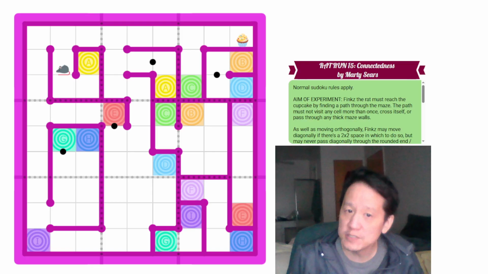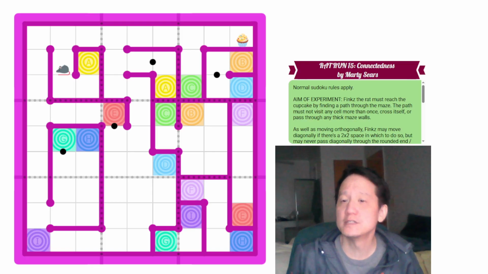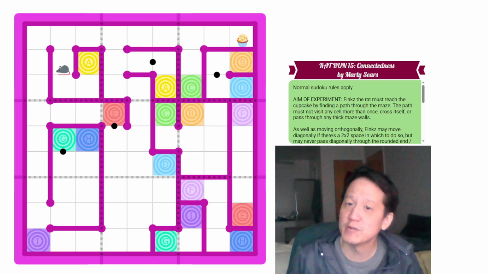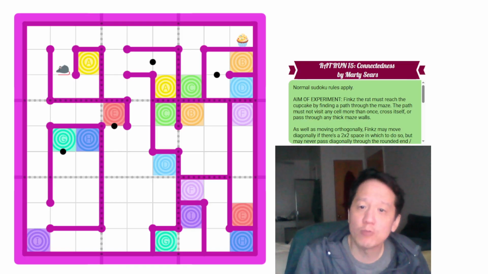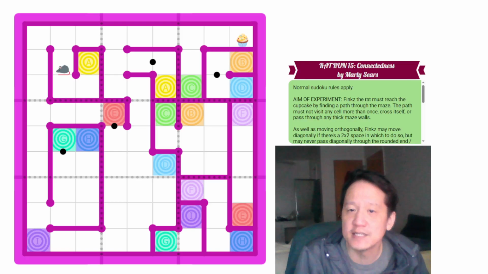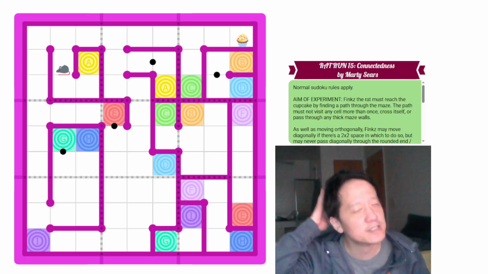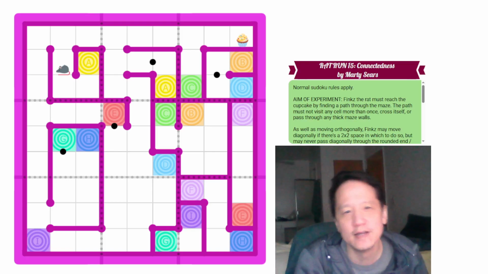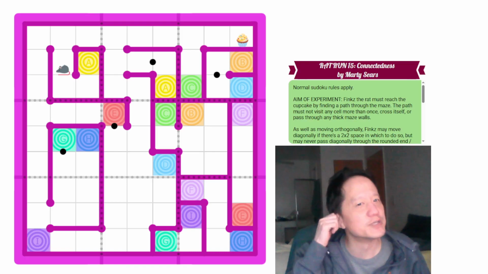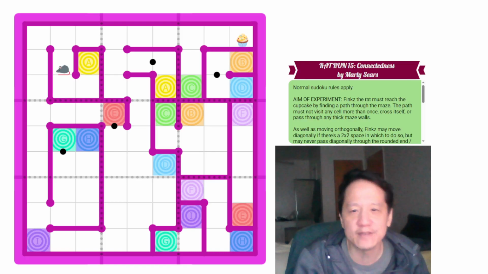Now take that easiness with a grain of salt, because it's considered easy by the people on the Logic Masters Germany forum, and there's a lot of really smart people there. Today's puzzle is called Rat Run 15 Connectedness by Marty Sears, and I love the Rat Run series. It's definitely a very fun, very interesting logic series with the rat Finks running through the maze.